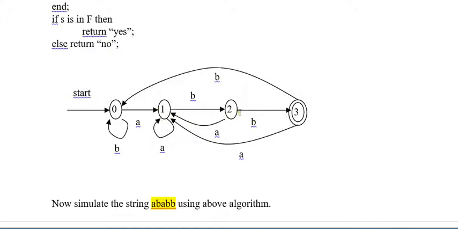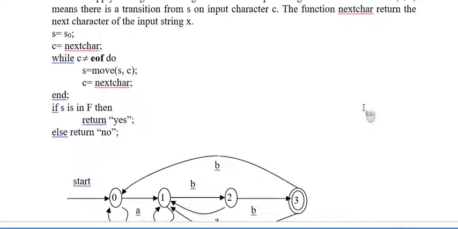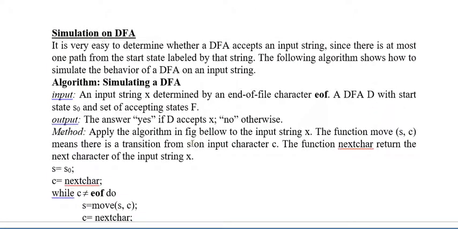again, and if it gets the input B, then it will move to the final state 3. In the final state, if it has the input A, then it will again move to the state 1, and if it has the input B, then it will move to the first state, which was 0. This is the diagram for AABB. Suppose we need to execute and simulate this DFA.